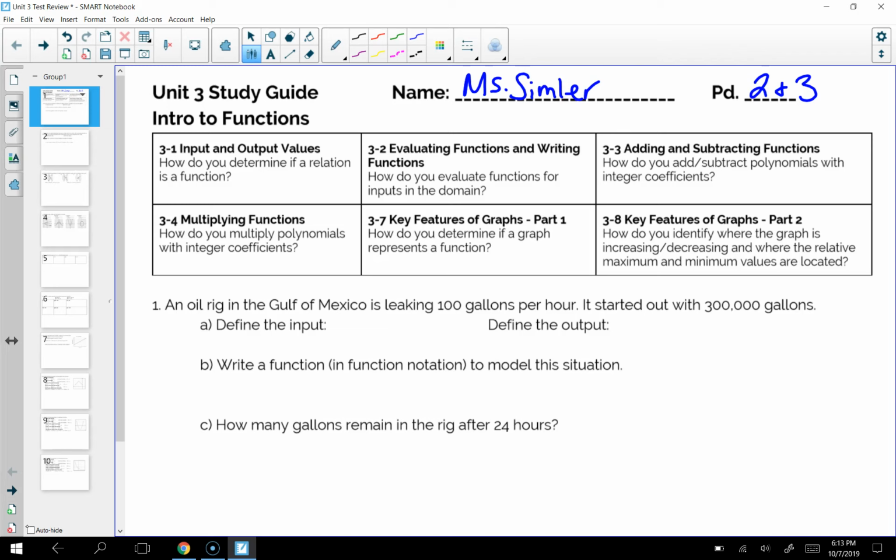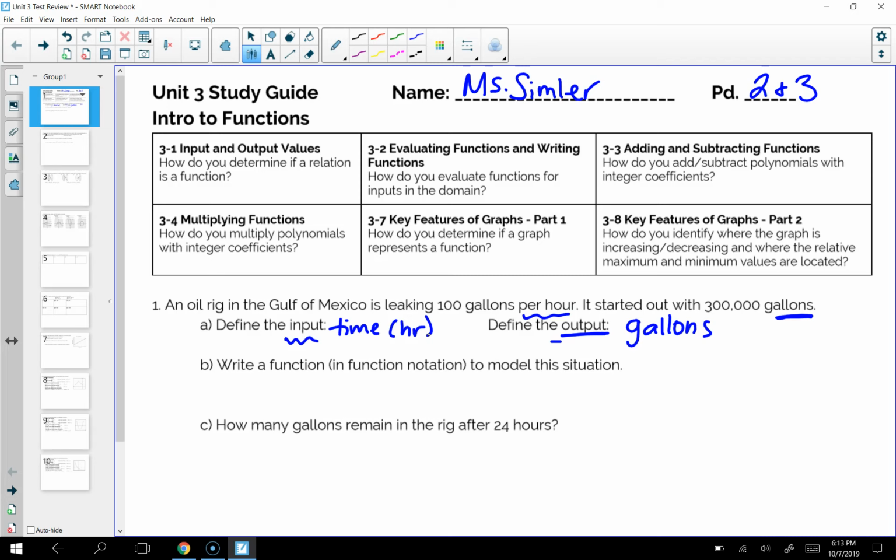Okay? I like to find the output first. So our output here is how many gallons we're going to have. Okay? So the output's going to be gallons. My input is what's happening. Well, it's leaking 100 gallons per hour. So my input is going to be time, and in this case, we're going to use the hours. Write a function in function notation to model this situation.